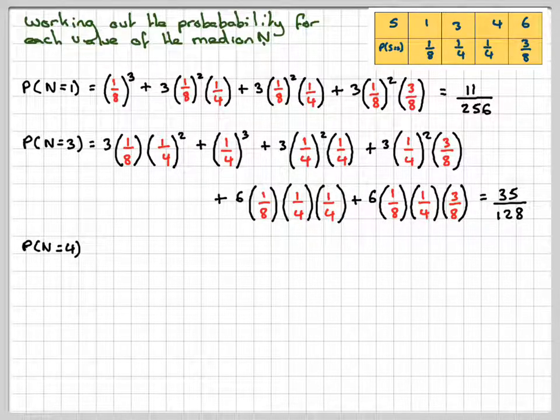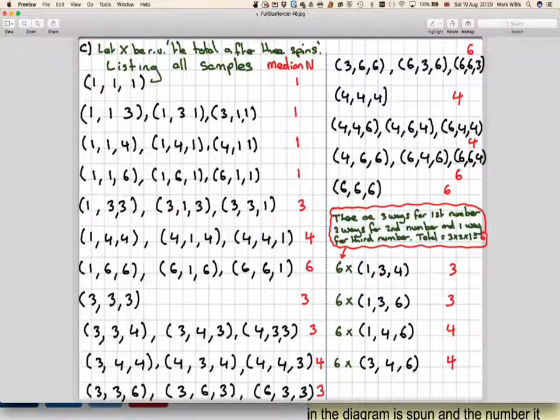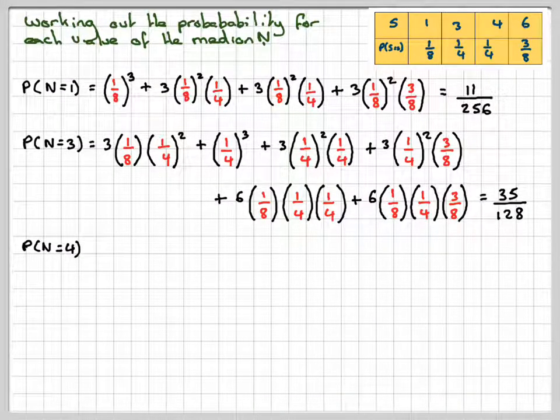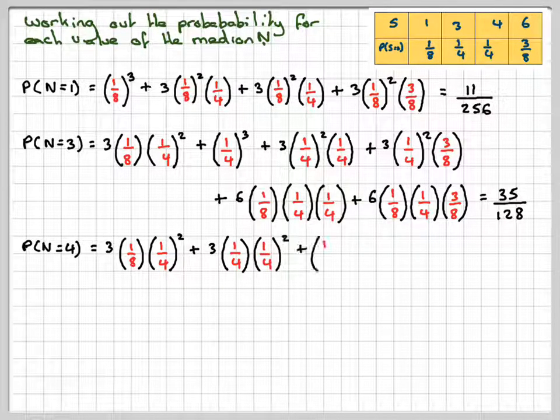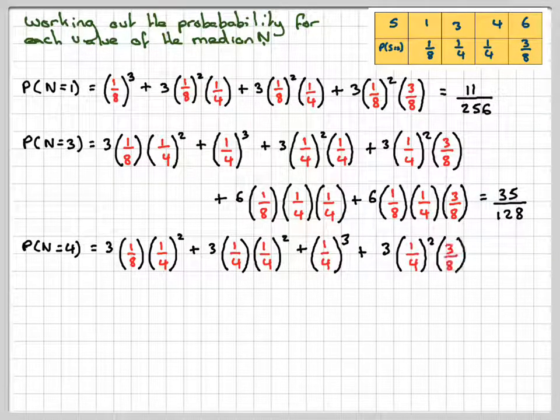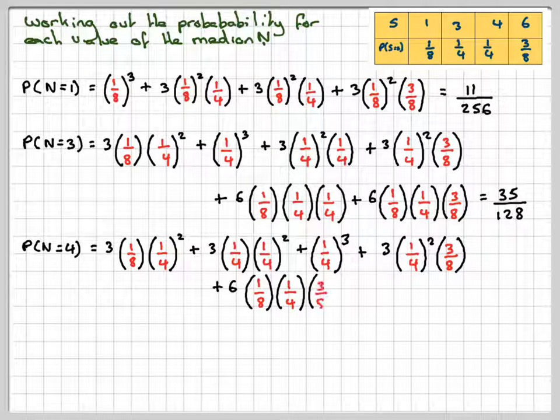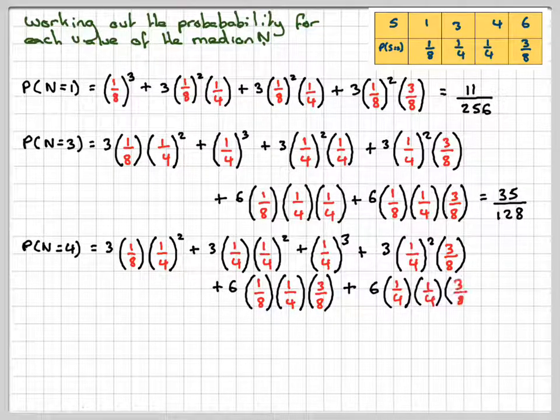Then we do the same for 4. If we look at 4, we've got 1 here, 1 here, 1 here, 1 here, and 2 down here. So working out all those probabilities separately. Make sure you select the right probability for the right thing. So it's a good idea to just write it out and work them out on your calculator. And that gives you 47 over 128.